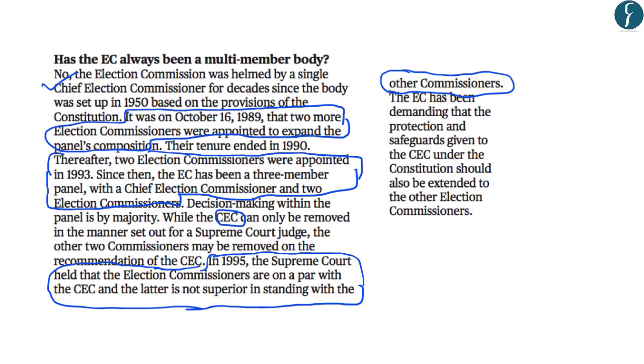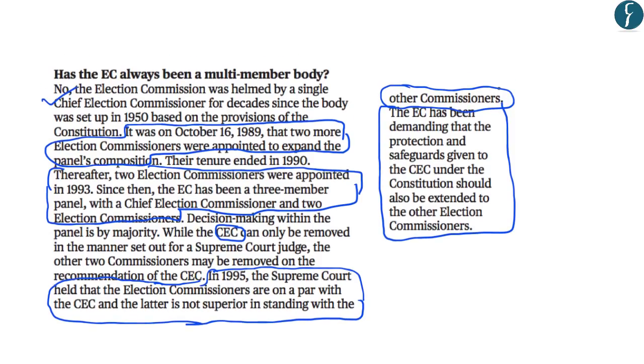However, the Election Commission has been demanding that the protection and safeguards given to the Chief Election Commissioner under the Constitution should also be extended to the other two election commissioners. So the Election Commission also wants that the two election commissioners should have similar powers as compared to the Chief Election Commissioner, and they should also be removed in the manner which has been set out for the removal of Supreme Court judges. And that will ensure the independence of the office of the election commissioners as well as the Chief Election Commissioner.